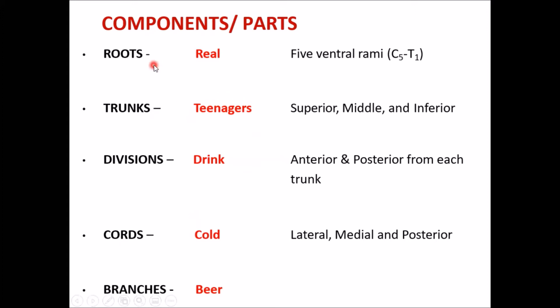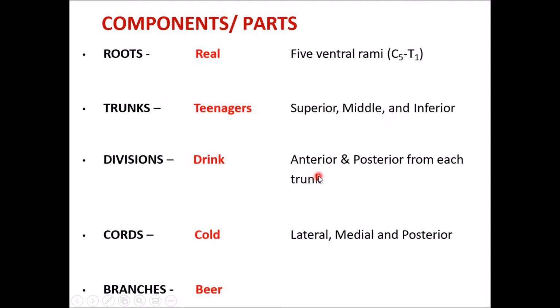So first component is roots. As I mentioned before, they are coming from ventral rami of C5, C6, C7, C8, T1. Then there are 3 trunks: superior trunk, middle trunk, and inferior trunk, or you can say upper trunk, middle trunk, and lower trunk, and they are formed by these roots. We shall discuss these trunks in the coming slides.